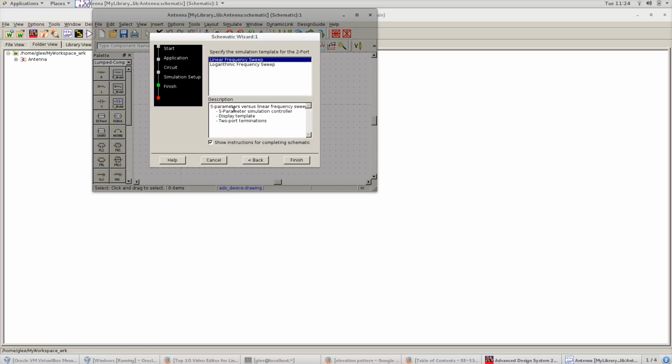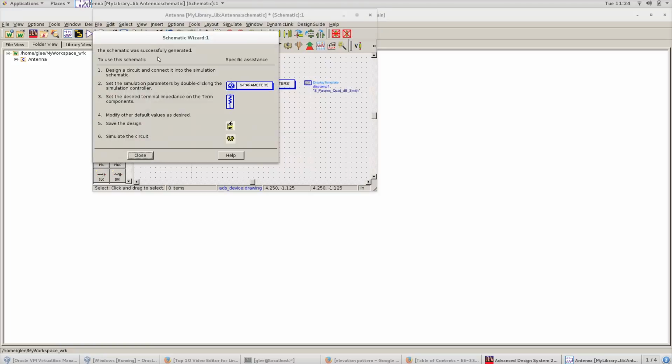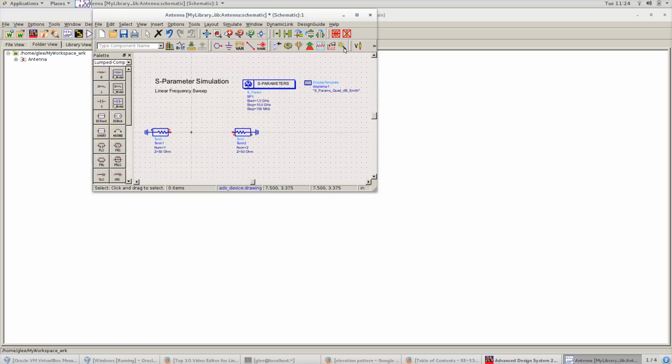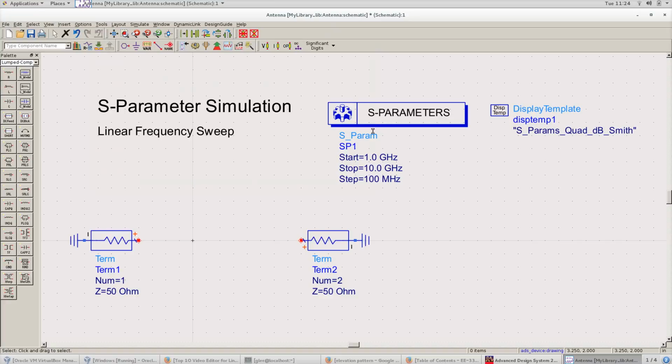frequency sweep. So it's going to put in an S parameter simulation controller. It's going to give you a little thing with a display template and 2-port terminations. And then hit Finish. And then it tells you it's successful, and gives you a couple of things here. I'm going to hit Close. So I'm going to maximize this.